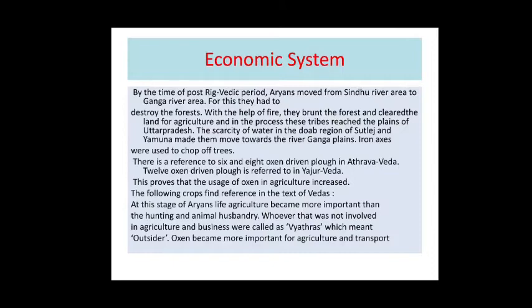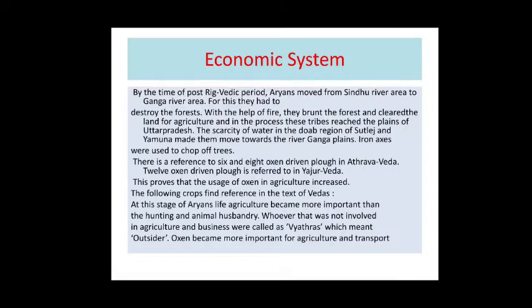There is a reference to 6 and 8 oxen driven plow in the Atharva Veda. 12 oxen driven plow, the reference is in the Yajurveda. In every Veda there are a lot of changes, so that is the improvement. This proves that the usage of oxen in agriculture increased. So that is the main occupation also. That's why from Veda to Veda there are a lot of changes. At this stage, in the Aryans' life, agriculture became more important than hunting and animal husbandry. Before, in the early stage, hunting only was the main occupation.